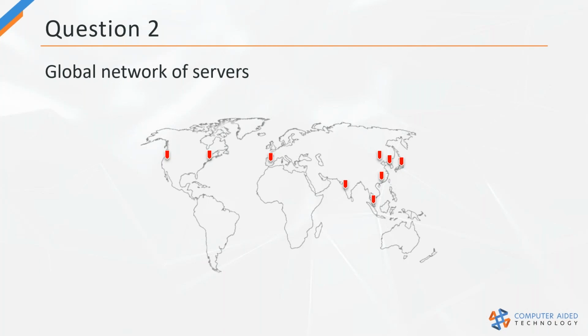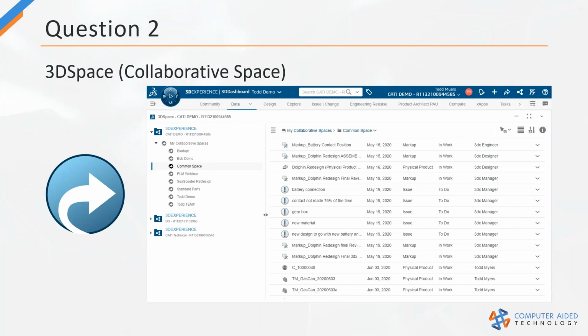Another part of this question could be, because people ask the same question, but they're looking for different answers. This is geographic, but in the tenant. So when you are actually set up on the platform, where is my data stored? And that's stored in what's called a 3D space or a collaborative space. This is the container, the database for everything that you're managing in the product lifecycle.